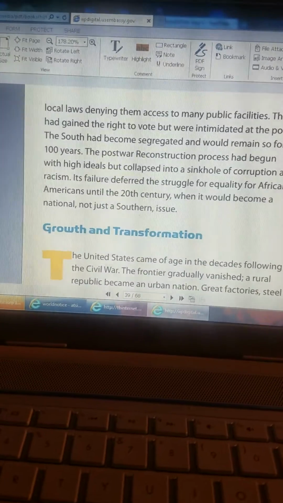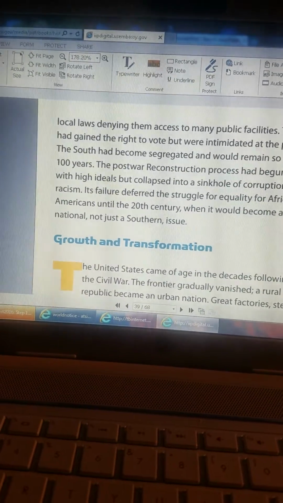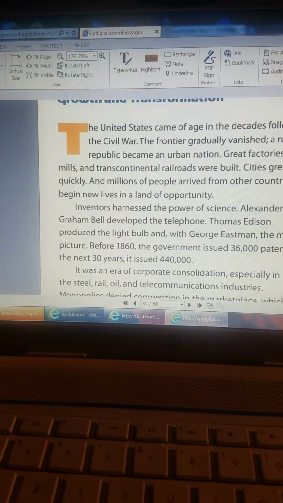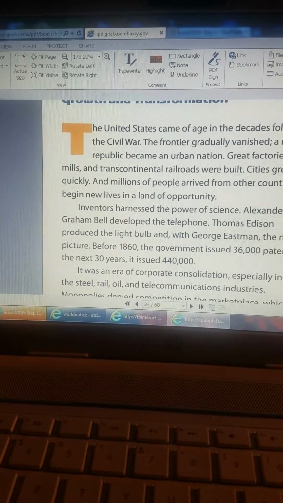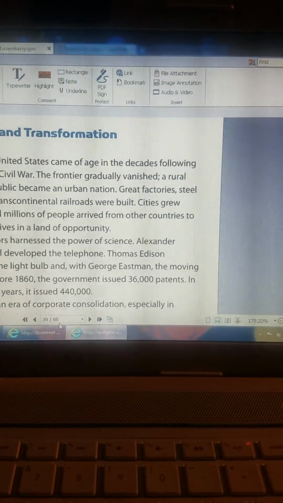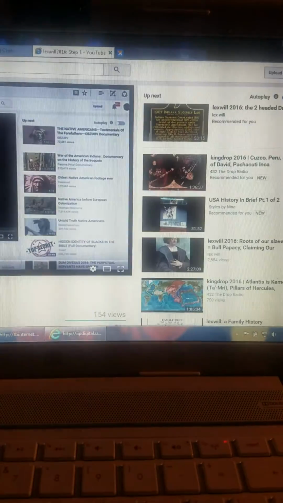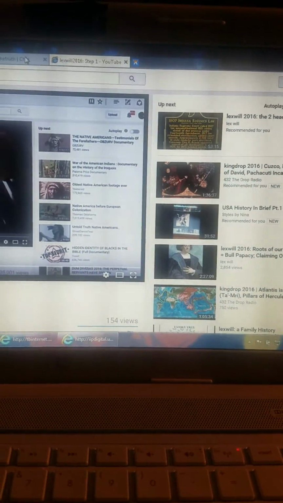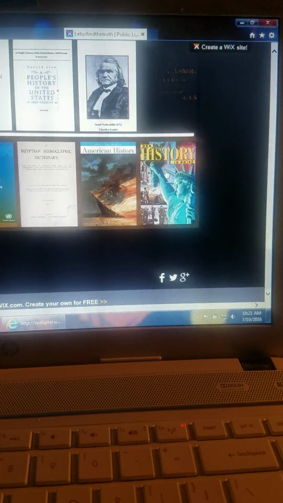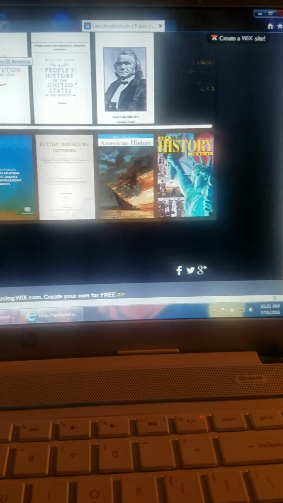I'm going to stop right here, and we're going to start back off at growth and transformation. I don't want the videos to be too long. I know everybody doesn't have the time. Okay, so we are reading from Let Us Find the Truth. Sorry. And this is Let Us Find the Truth, the last row of the public library. And this is USA History in Brief. I'm going to stop right there.